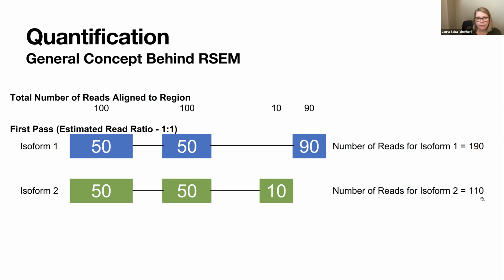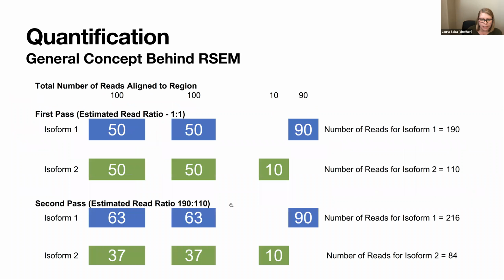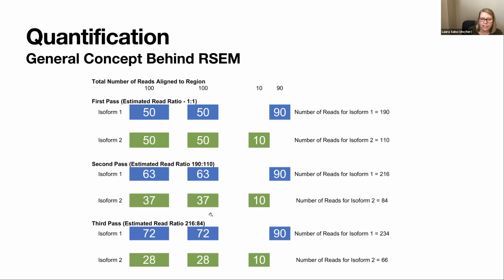We add up the number of reads. So it's 190 to the first one, 110 to the second. And so we readjust our estimated ratio. And instead of splitting this 100 reads 50-50, we split it 63, 70, or 37 based on this 190 to 110 ratio. We do this whole exercise, calculate our number of reads per isoform again, and adjust our ratio once more. And we keep iterating in such a way until our numbers stabilize.